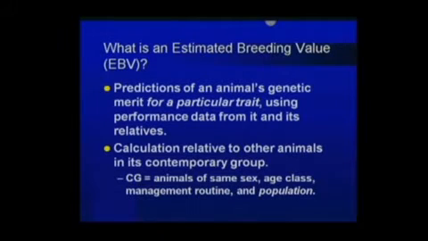So what is an estimated breeding value? It's a prediction for the animal's genetic merit, that additive genetic value, for a particular trait, okay? And it's using performance data from not only the animal, but importantly from all the relatives that you have available in your population. And that really is, in the main part, how you're going to determine what's genetic and what's everything else, what's environment, what's a result of the trainer or the puppy raiser or everything else.